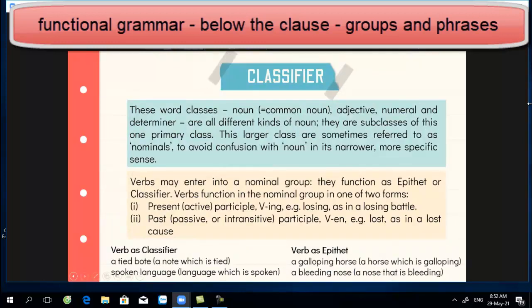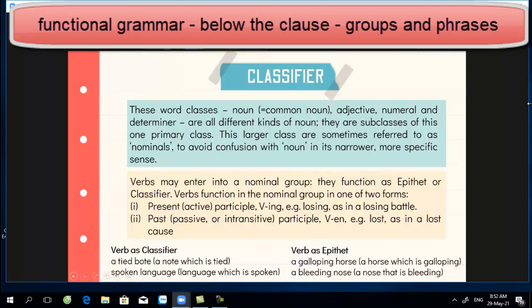And of these word classes, common noun, adjective, numeral, and determiner are all different kinds of noun. They are subclasses of this one primary class. These larger classes are sometimes referred to as nominals to avoid confusion with noun in its narrower, more specific sense. Verbs may enter into a nominal group. They function as epithet or classifier.